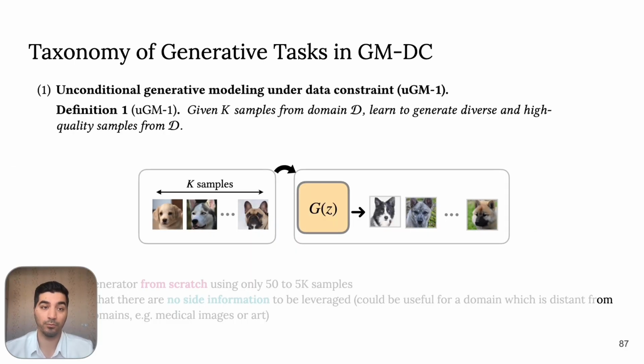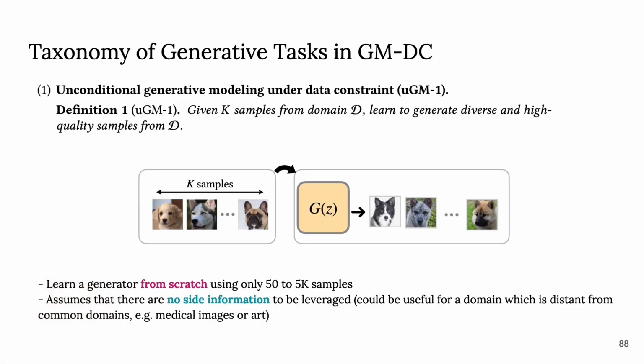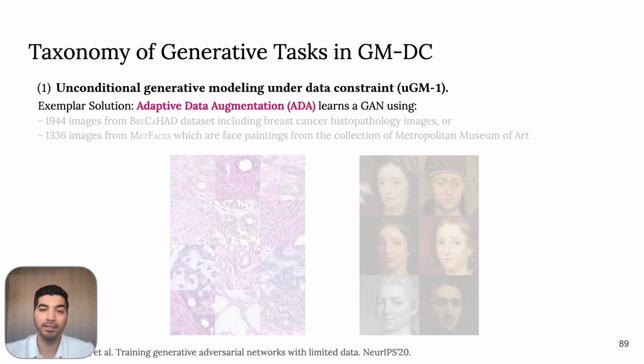So we start with task 1. First task is unconditional generative modeling under data constraints. We call it UGM1. And here we are given K samples from a domain, and the objective is to learn to generate diverse and high quality samples from that domain. In this setup, we need to learn a generator from scratch, usually using only 50 to 5,000 samples. And there is no other side information available for this. As an exemplar solution for this, ADA paper proposes an adaptive data augmentation approach to learn a GAN from scratch.